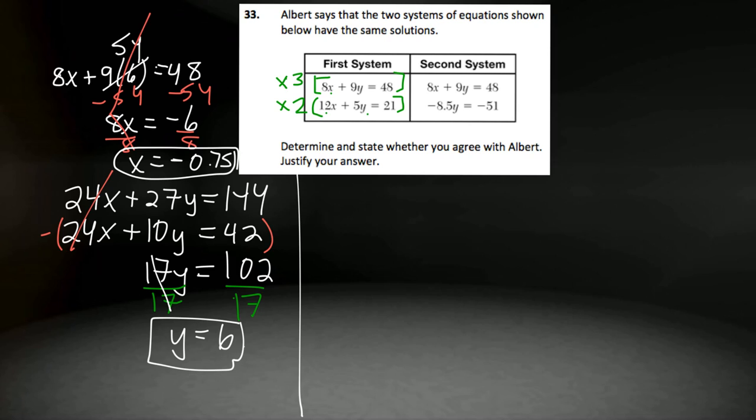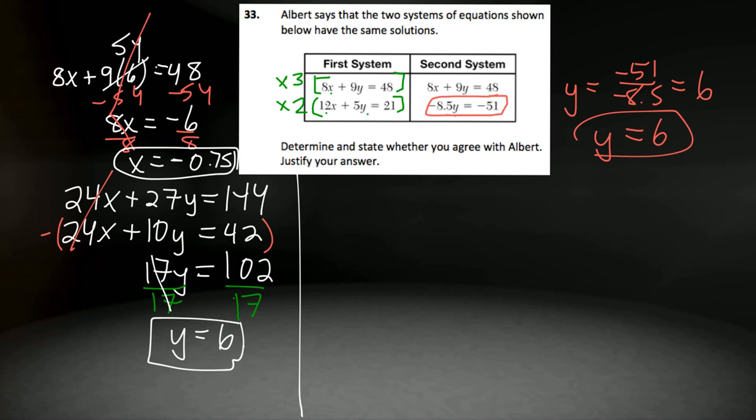Now, let's compare that to the second system. This one's actually going to be quite a bit faster because we can use substitution. Because of this equation, we can isolate y pretty quickly just by dividing both sides by negative 8.5. So y is going to equal negative 51 over negative 8.5. And that gives us a value of 6, so y is equal to 6. So we can see so far, these are the same.